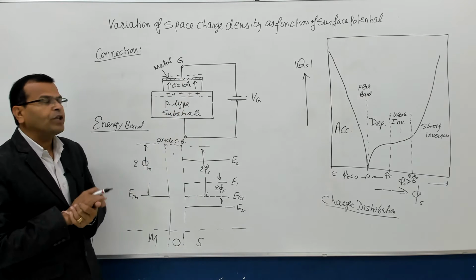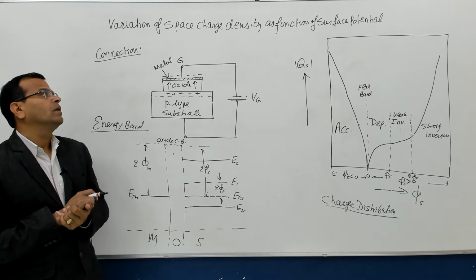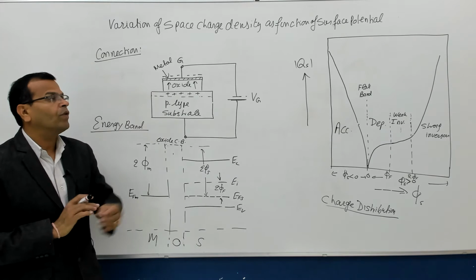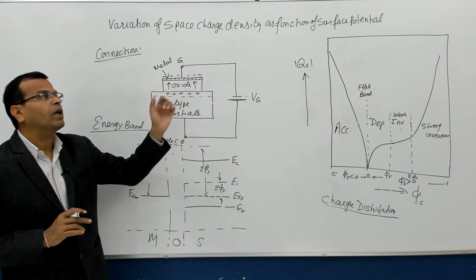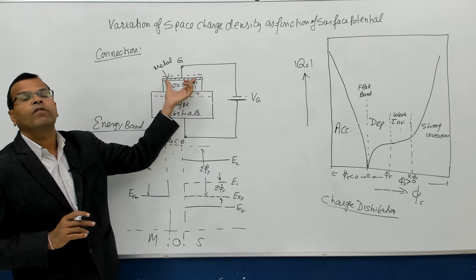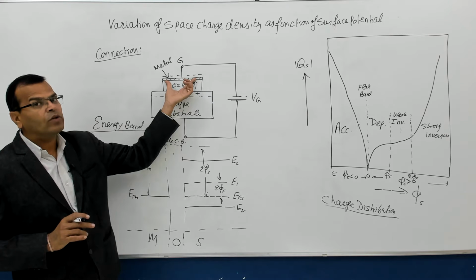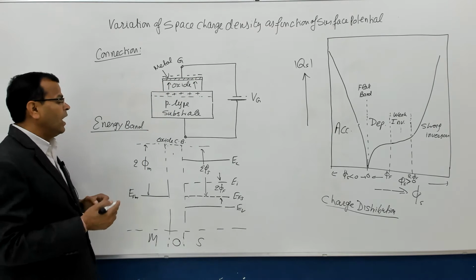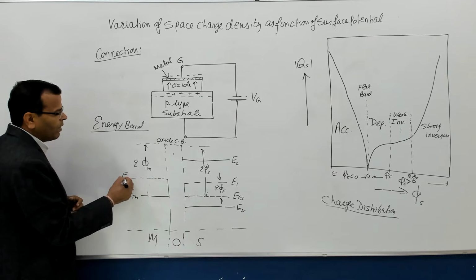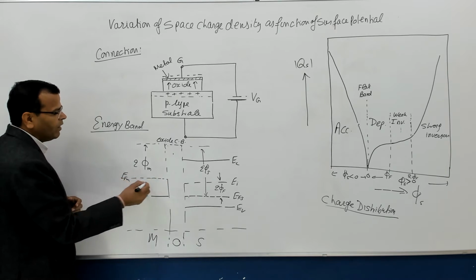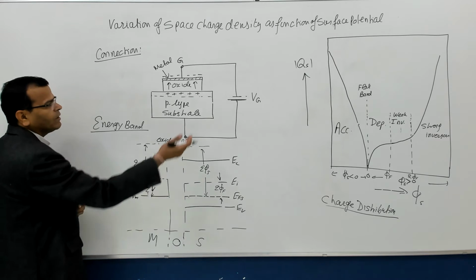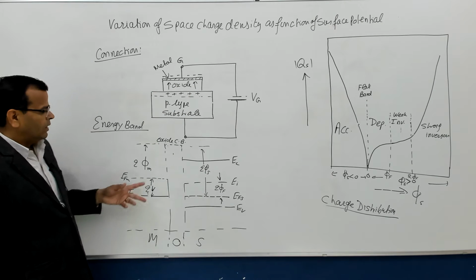Fine. So here in accumulation mode, what will happen? When I'm giving a negative potential to the gate terminal, it will increase the energy of the electrons in the gate. I repeat, when you give a negative potential to the gate terminal, it will increase the energy of the electrons. Why? Because there will be a force of repulsion on the electrons, so they will gain more energy. And when there is an increase in energy, the Fermi level will shift upward on the metal side by a level equal to Q times the gate voltage, right? By that much.